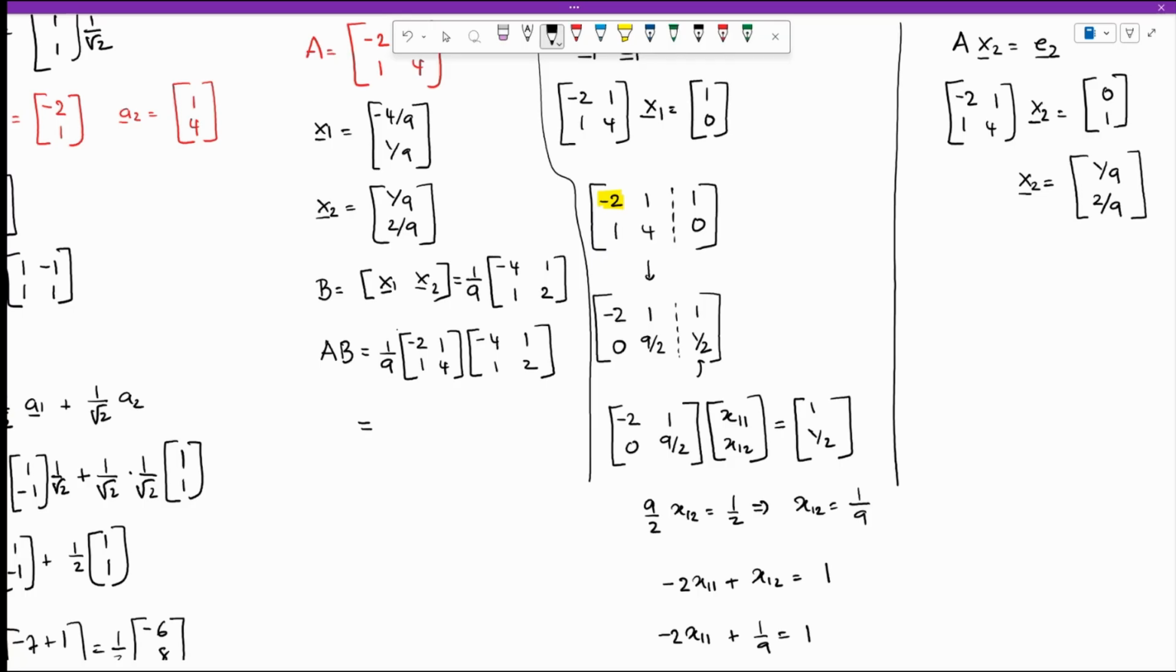What do you get? Identity matrix. Yes. That's strange. It looks like B is the inverse of A. Let's try this. Maybe it's by luck. Let's try BA.